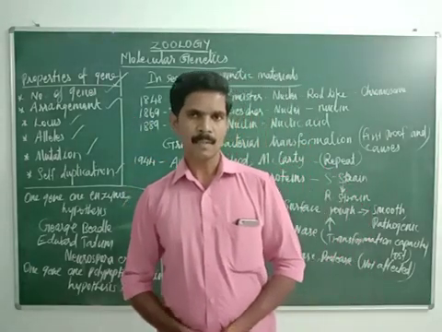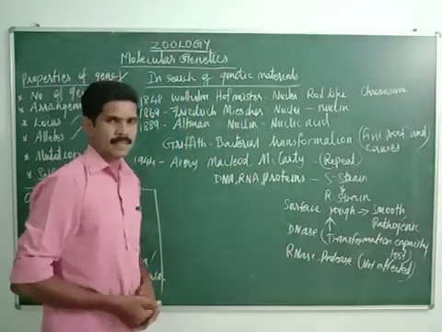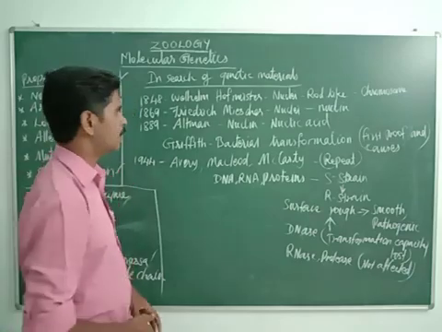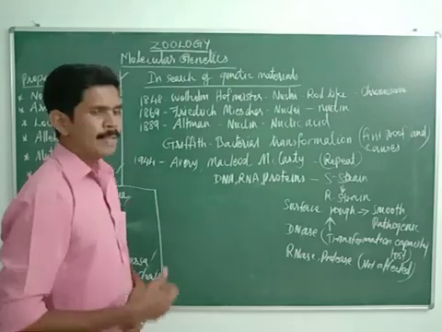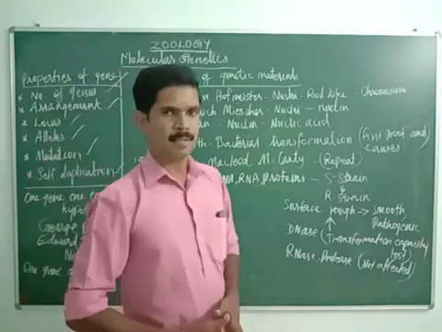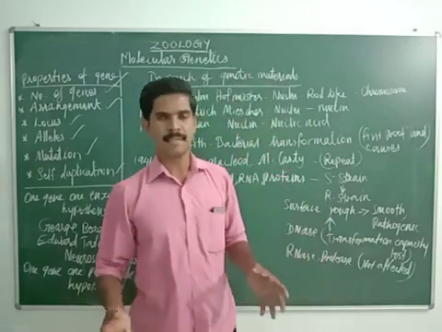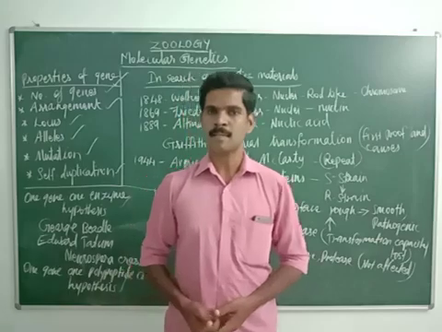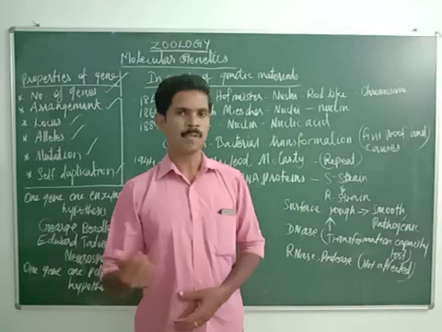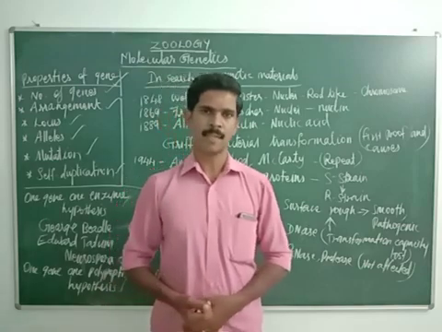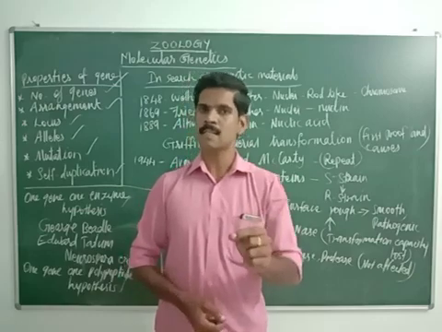Then, the next topic is in search of genetic material. The next topic of this chapter is in search of genetic material. Many experiments were conducted by many scientists to prove the genetic material of living organisms. Some scientists said DNA is the genetic material. Some said RNA is the genetic material. Some said protein molecules are the genetic material. In this topic we are going to study how DNA is the genetic material.